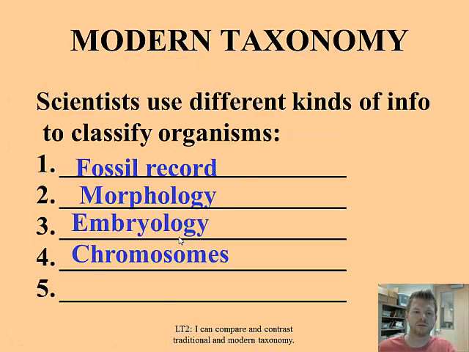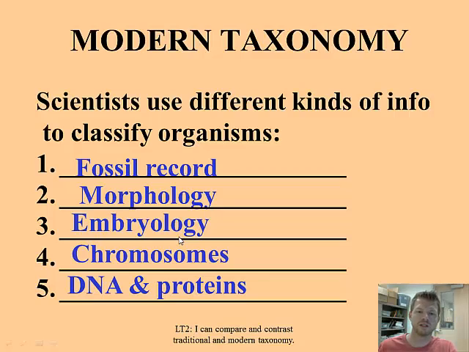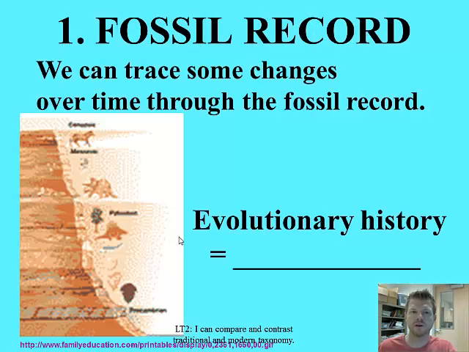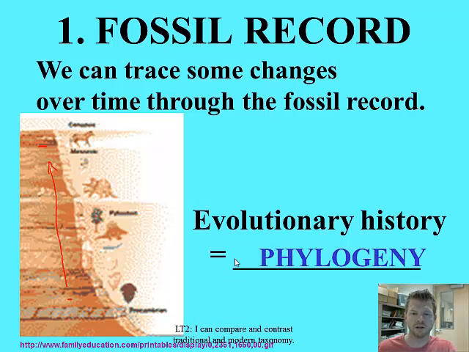A couple things here that we'll break down: fossil records, morphology in a different sense, embryology, chromosomes, DNA, and proteins. For fossil records, we can trace change over time. So if we look down, this is kind of a bad picture, but if we look down in the rock layers, the oldest stuff's on the bottom, the newest stuff is on the top, so we can actually track changes as we dig through the rocks and notice those things. Another term for evolutionary history is phylogeny.